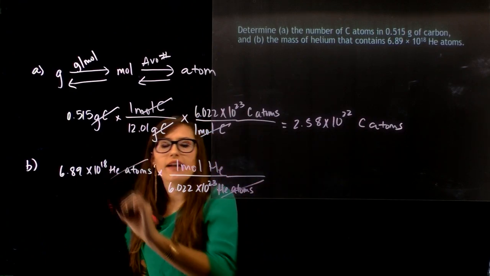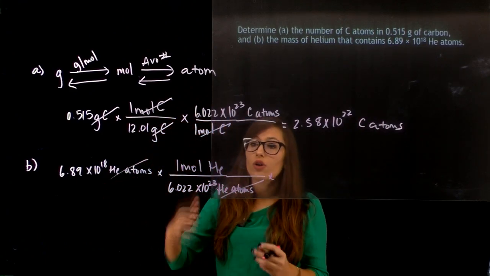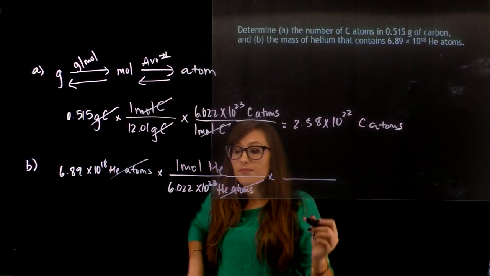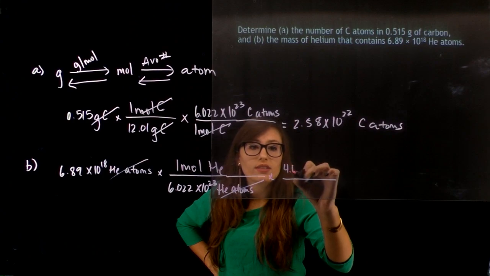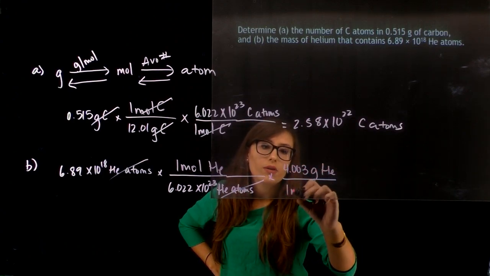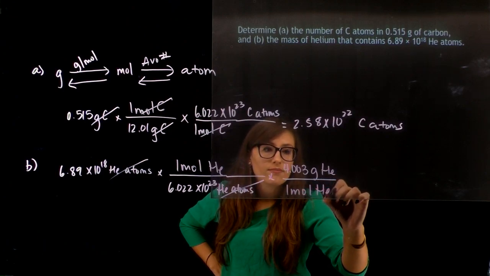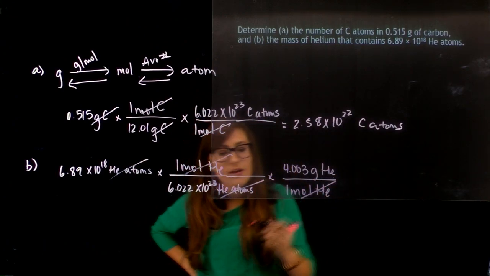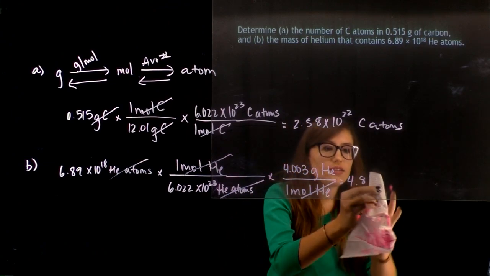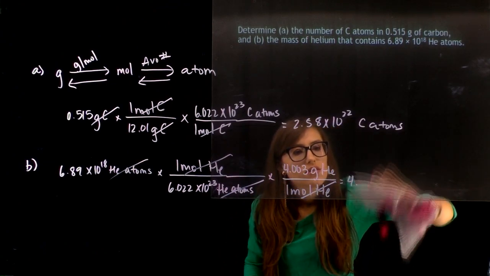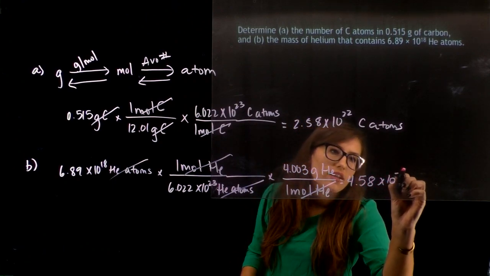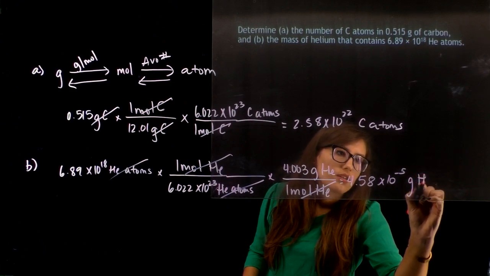So atoms and atoms cancels out, and then in order to go from moles to mass, we need to use the atomic mass of helium, which is 4.003 grams of helium per 1 mole of helium. And moles of helium cancels out. We're left with 4.58 times 10 to the negative 5 grams of helium.